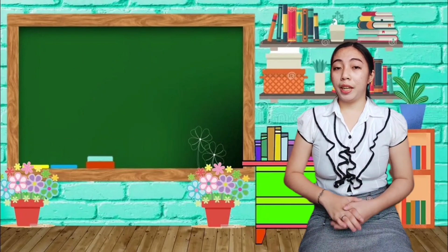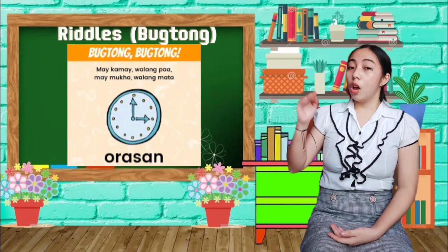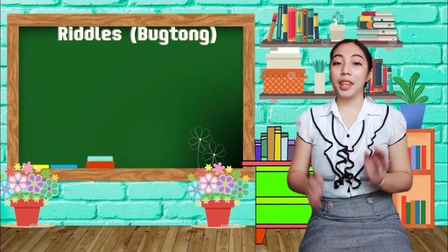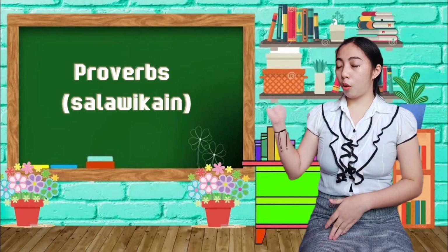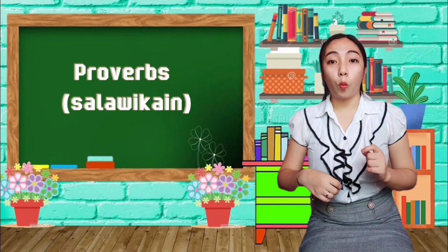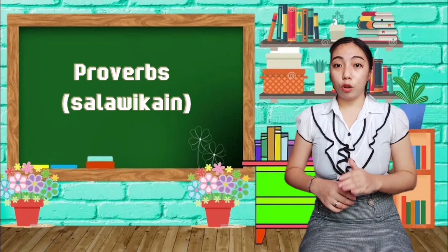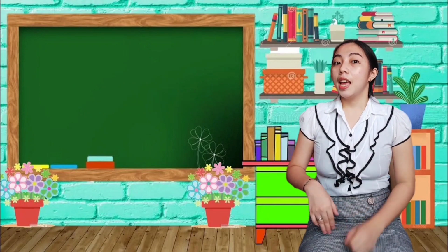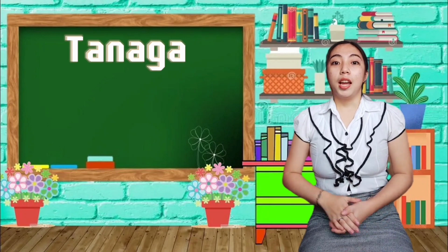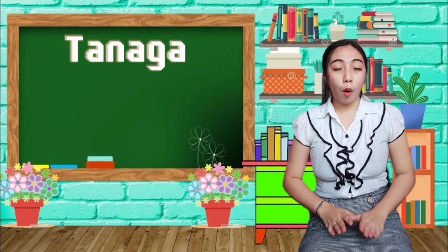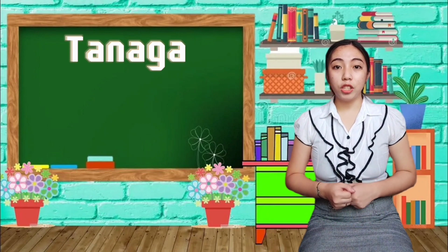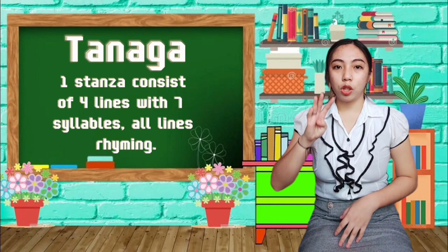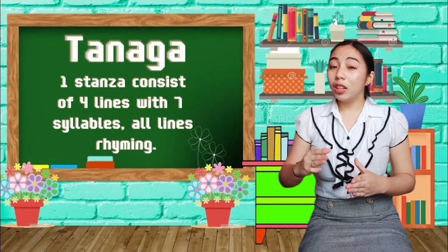So the first literature in the pre-colonial period is the riddles or bugtong. It is a battle of wits among participants. And then next is the proverbs or the salawikain. These are wise sayings that contain a metaphor used to teach us food for thought. And then next is the tanaga. The Tanaga is an indigenous Filipino poem traditionally in the Tagalog language, and one-stanza poems consisted usually of 4 lines with 7 syllables and all lines rhyming.